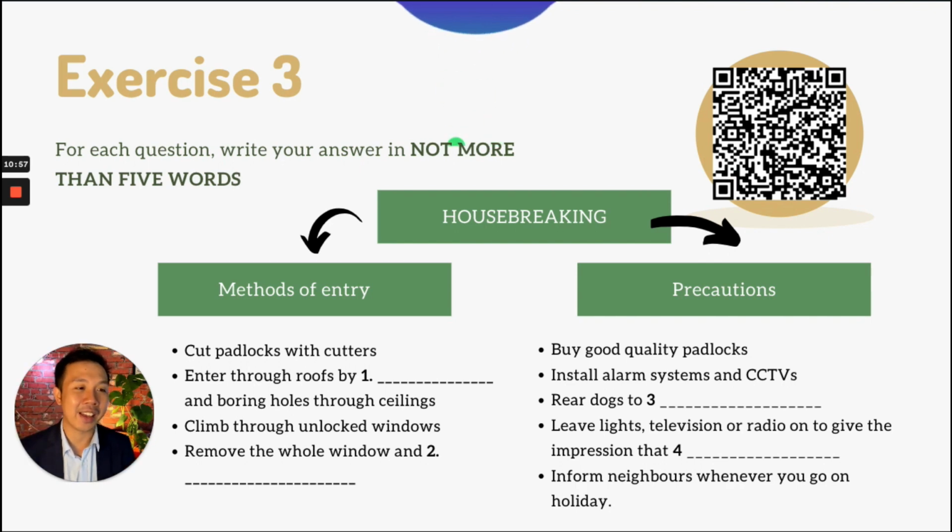Alright, okay, as you can see here, housebreaking, methods of entry, precaution. That is your first keyword. And secondly, look if there's any highlighted points, listen to the recording and write down the answer, because that's the purpose of why they drop you hints, why they drop you these bold words or this highlighted word, because the answers could be there.